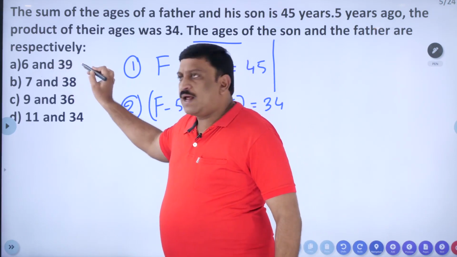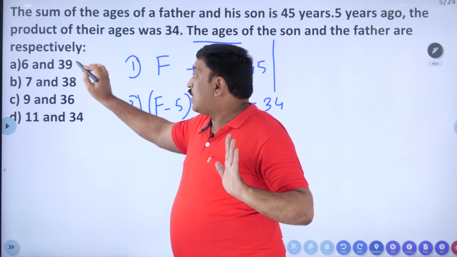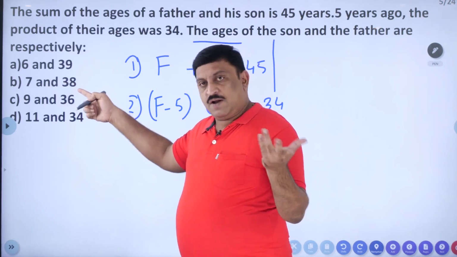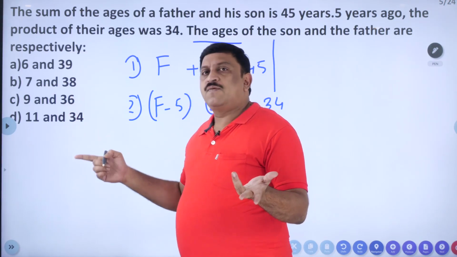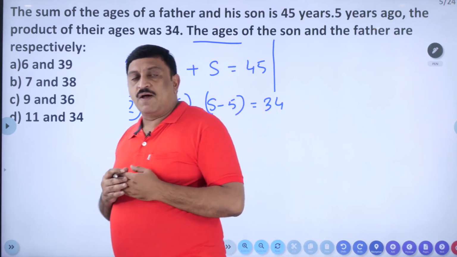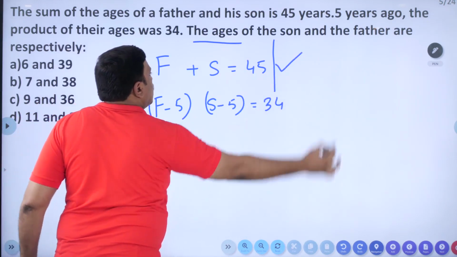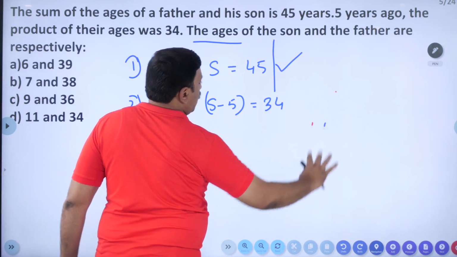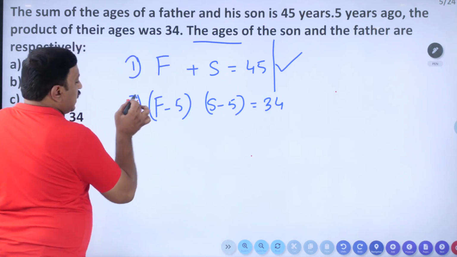So 6 and 39, that total is how much? 45. Okay, this chance is there, so we can't eliminate this one. Next, 7 and 38, it is 45 again. 9 and 36, 45. 11 and 34, 45. See, we are trying the options and we are getting the same sum for all of them. It means this condition is valid in all the options. So now we'll take the second condition.